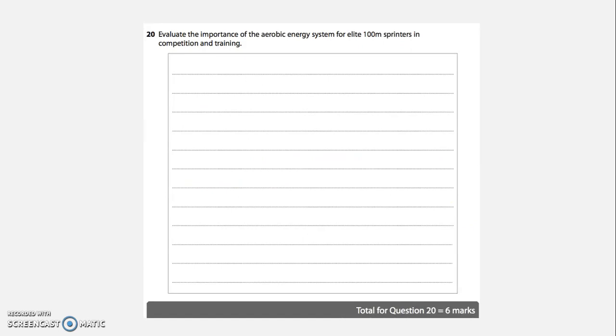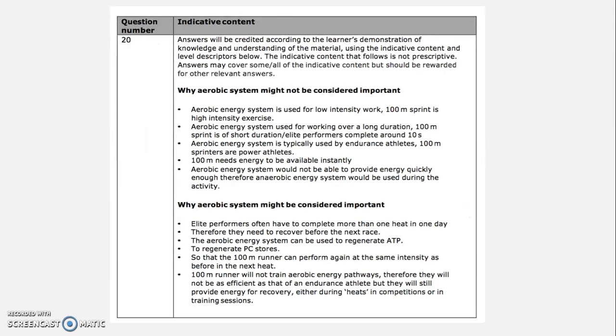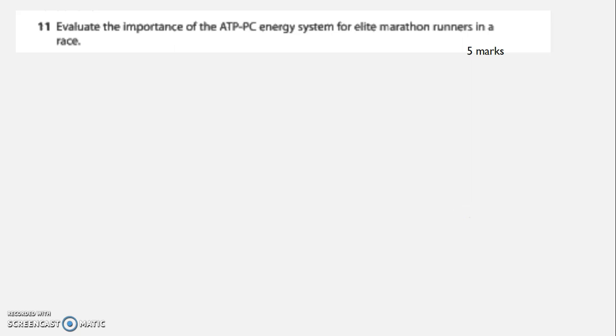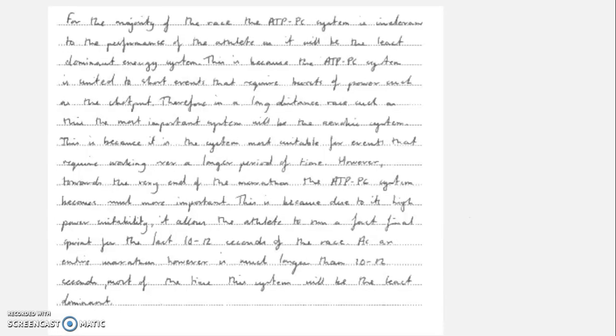I'm going to pause it now. I'm going to flick onto the answer. There's your answer. So pause this, get the answer down. Next question. Describe the process of the Krebs cycle. 5 marks. Pause it, give it a go. There's your answer. Evaluate the importance of the ATP PC energy system for elite marathon runners in a race. Again, pause this, give it a go. There's your answer. Not the clearest answer, guys, I realise, but hopefully you can get enough from that.